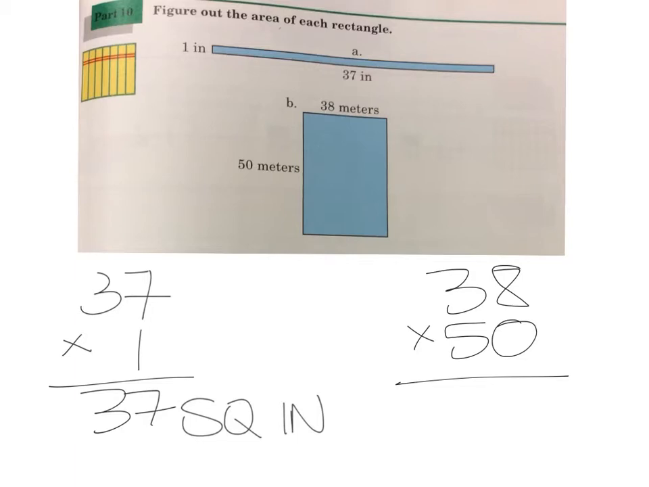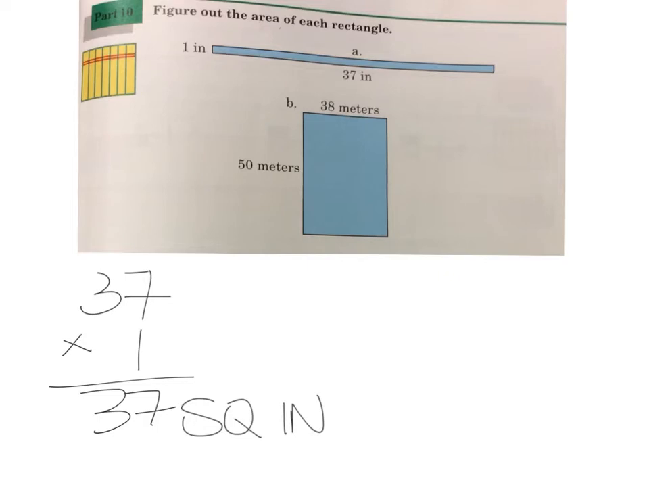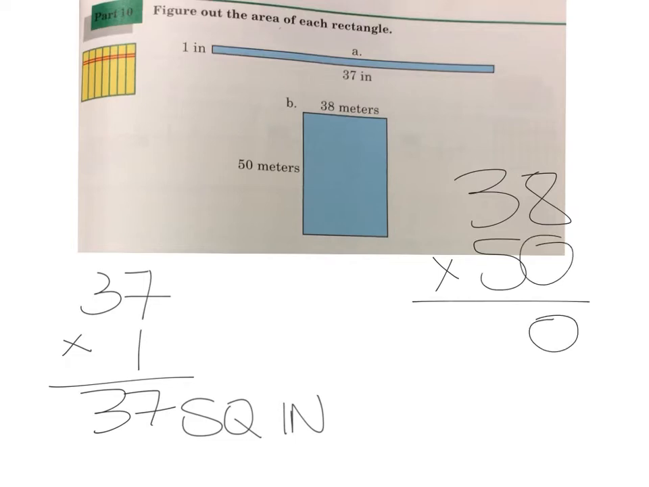And I know here that I'm going to get 0 times 8 is 0. I'm actually going to erase it and move it up higher so we have enough room. So I'm going to do 38 times 50. So 0 times 8 is 0. 0 times 3 is 0. Second row always gets a 0.